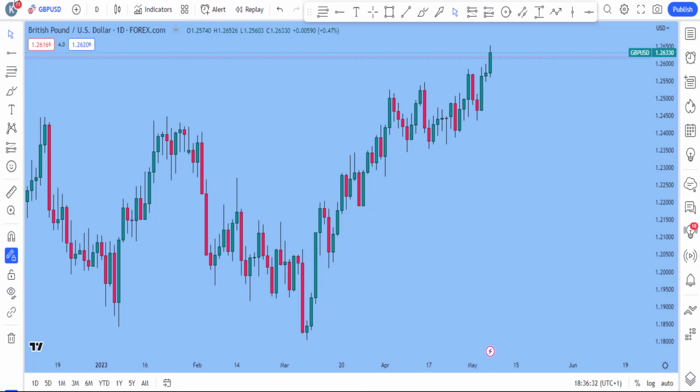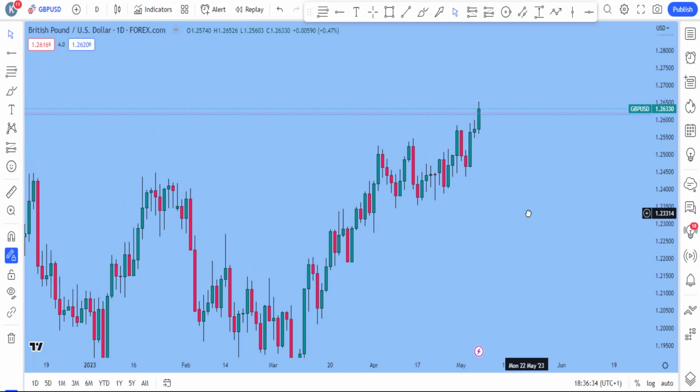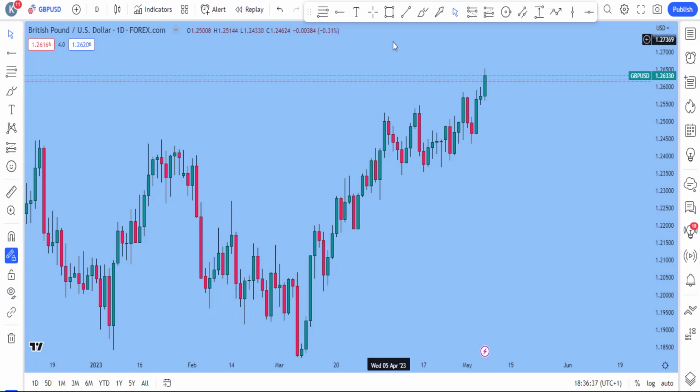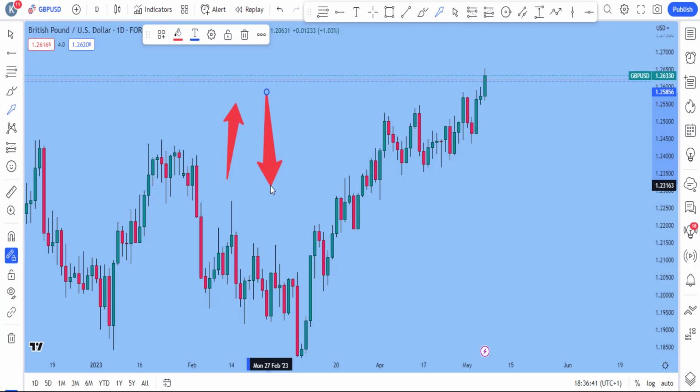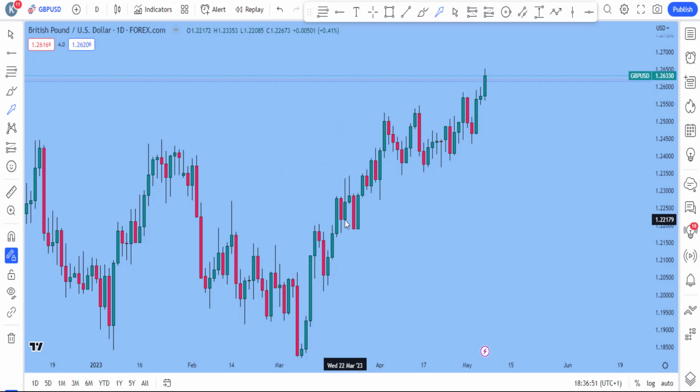We are basically bullish on GBPUSD because the dollar is bearish. They have an inverse correlation. If the dollar is bullish, then GBP is going to be bearish. If GBP is bullish, then the dollar is going to be bearish. So that is the correlation between these two. So you have to understand this. Since the dollar is bearish, it means GBP is going to be bullish.